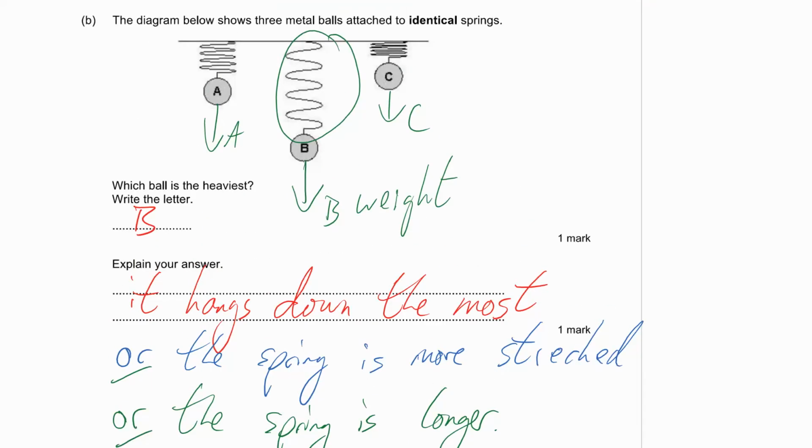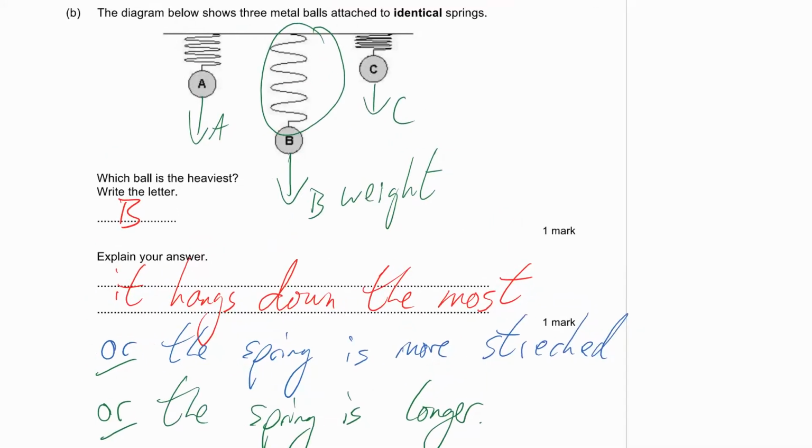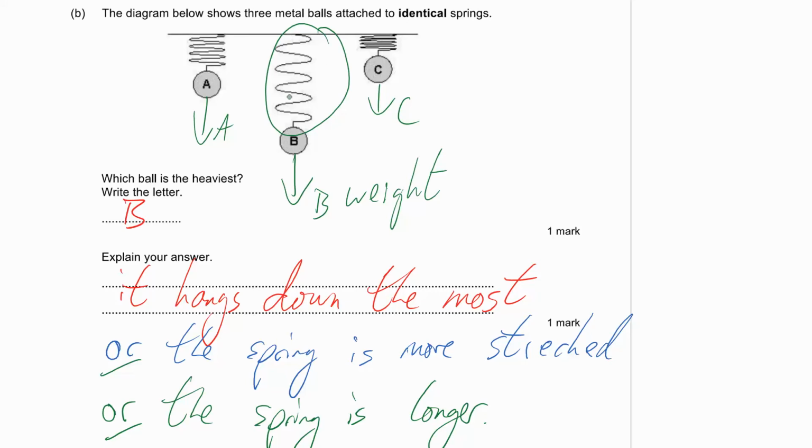Explain your answer. It hangs down the most, or you could have said the spring is the most stretched, or the spring is longer, or the spring is longest, or the spring is the widest apart. As long as you've described the fact that B has a longer spring and B is further down than A or C, you should get the explanation mark here. You don't need all 3 of these, you just need 1.